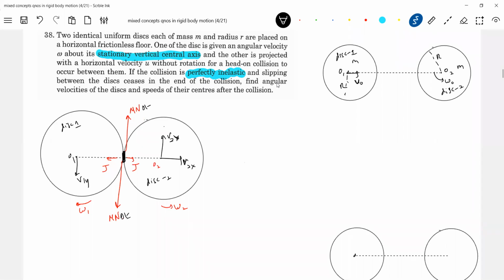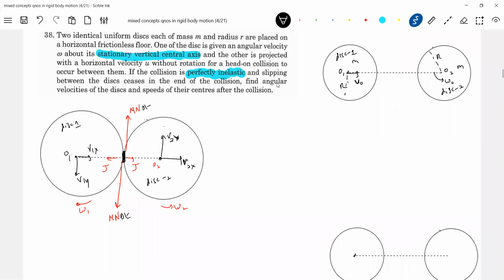What happens to this one? This impulse will act towards the left, opposite to velocity u naught. So let it have velocity v1x. I think this is the preliminary thing which a student has to generate. Okay, let's get into the problem here now.